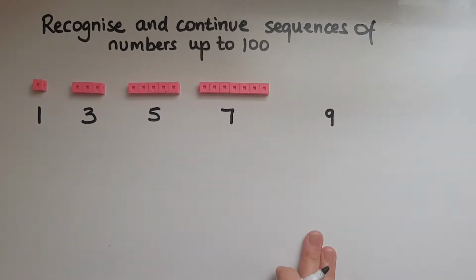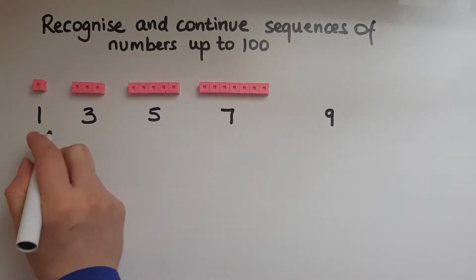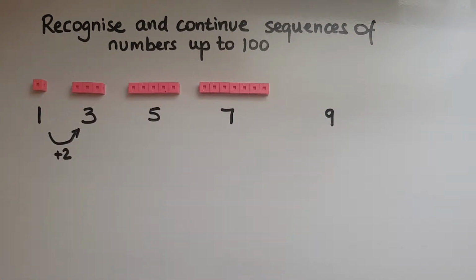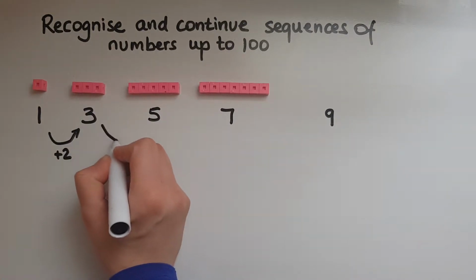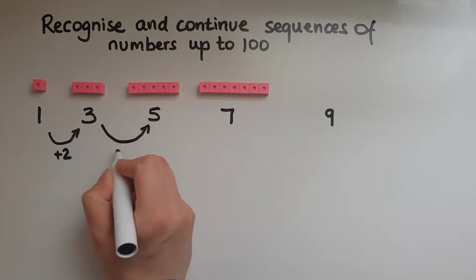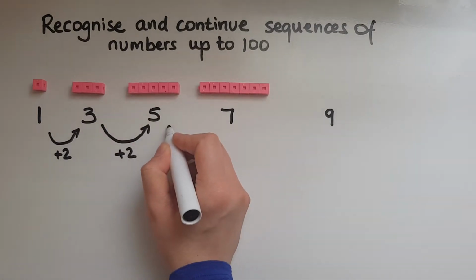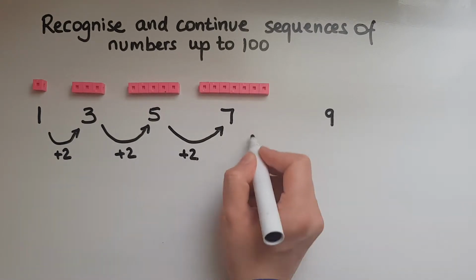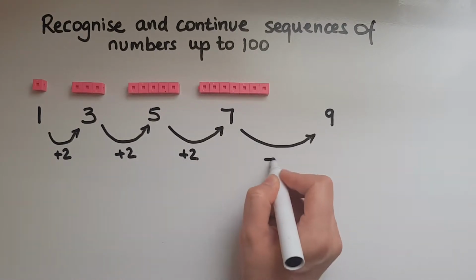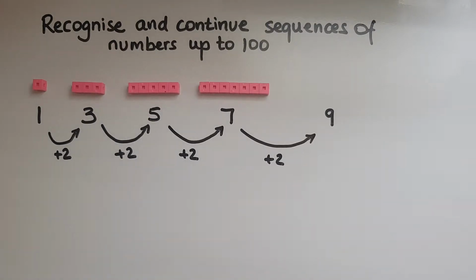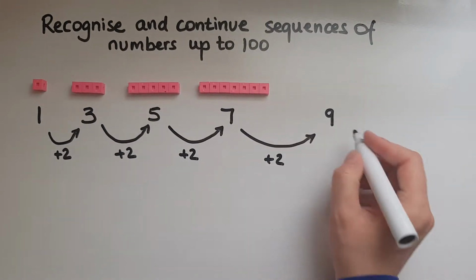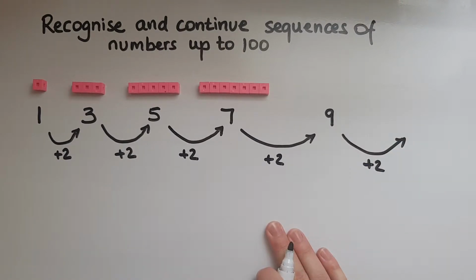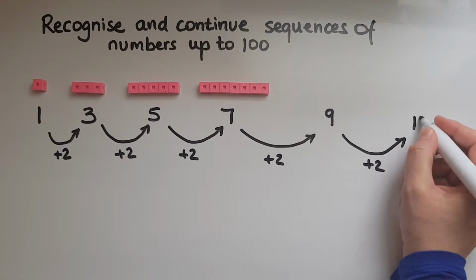Why? Because to get from 1 to 3, we've added 2. To get from 3 to 5, we've added 2 again. To get from 5 to 7, we've added 2. So we must add 2 as well to 7 to get 9, to get the next number. And of course, if you want the next one, you'd add 2 again to make this 11.